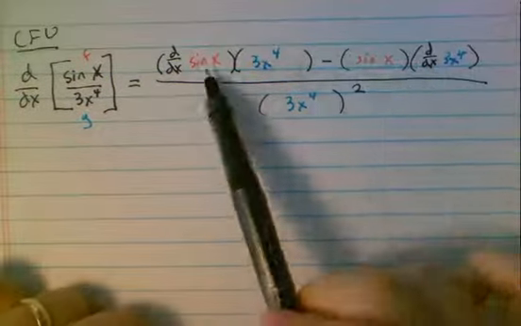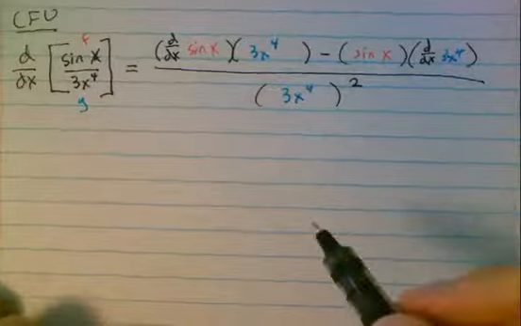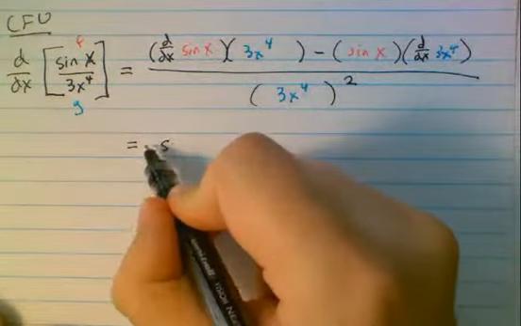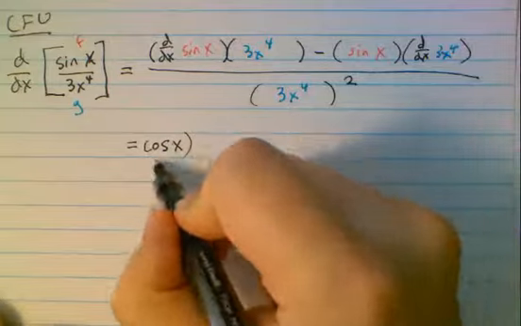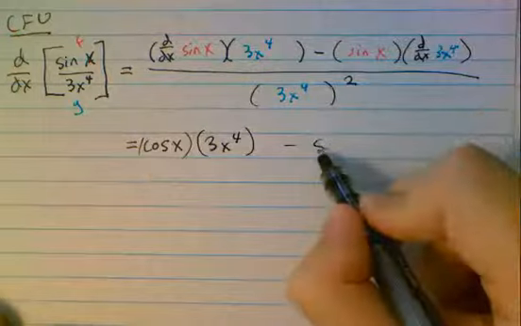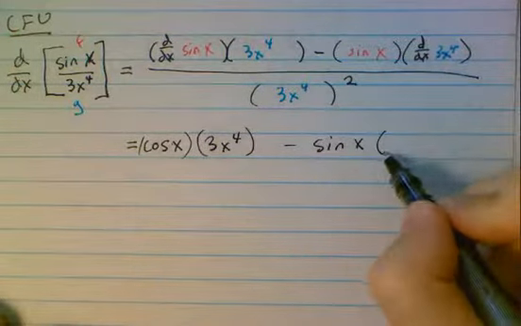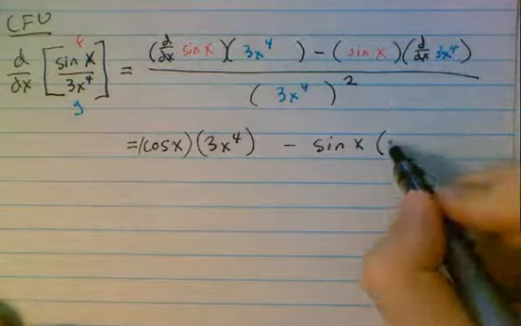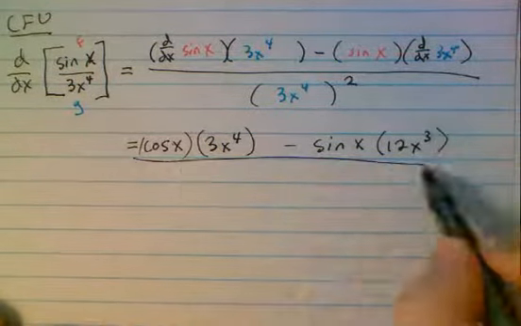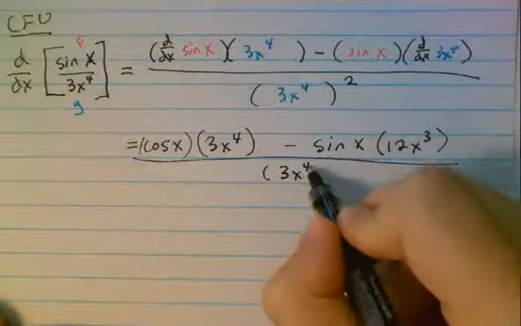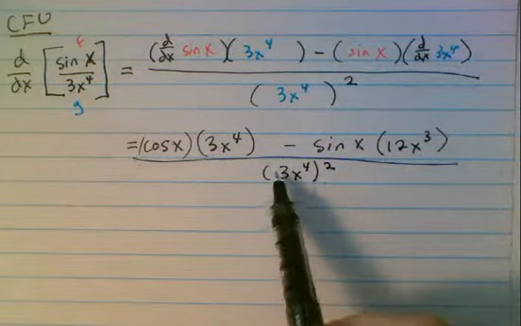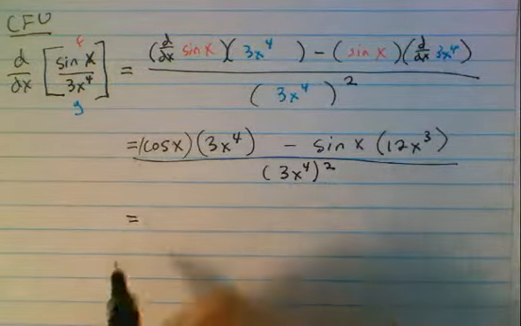Okay, so we've got the f prime g minus f g prime over g squared all written out. Now the derivative of sine of x is cosine of x. And 3x to the fourth is just along for the ride. Minus sine of x, and then this is 3, bring down the 4, that's 12x, subtract 1 from the exponent, 12x to the third, all over 3x to the fourth squared. We're going to either leave this like this, or since it's really easy to simplify, we could do 9x to the 8th. Either one is fine.